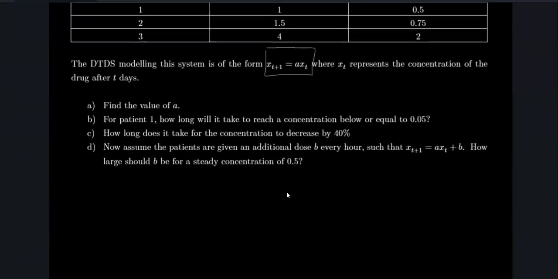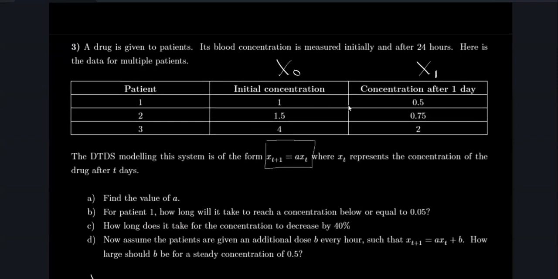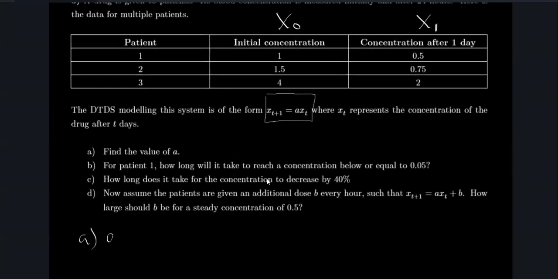All right, first off, we need to find the value of a. Well, it's pretty obvious to see that in each case, for each patient, we basically halve the concentration, right? It gets halved. So from 1, it goes to 0.5. From 1.5, it goes to 0.75. From 4, it goes to 2. It's pretty obvious that a is equal to 1/2 because we get a 50% reduction.